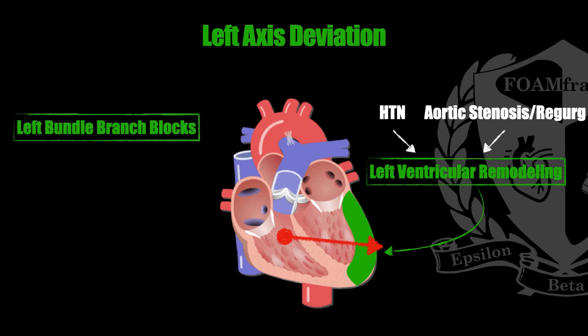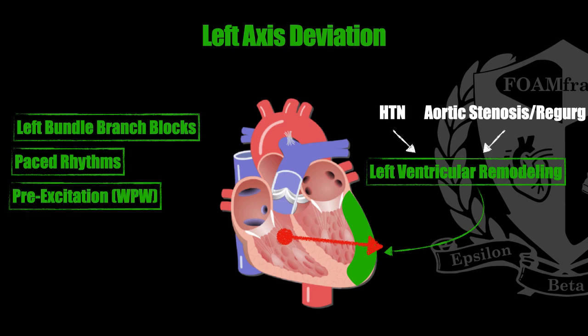Some other conditions to keep in mind that can also cause a left axis are left bundle branch blocks. Paced rhythms tend to have a left axis deviation as well, just because the pacing wire is most commonly transitioned down the left side of the heart. And then the other one is pre-excitation, or WPW, as that bundle of Kent, or accessory pathway, tends to exist on the left side of the heart as well.